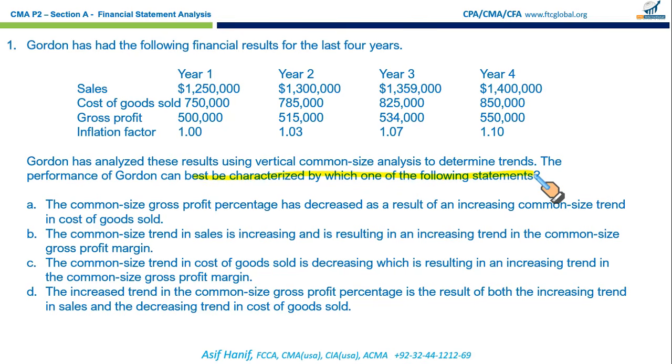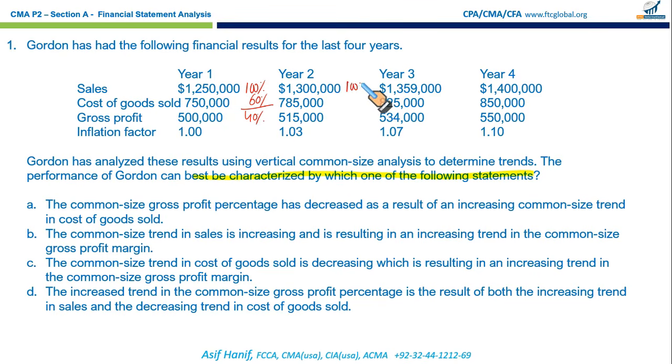It's a vertical common size financial statement analysis, which means you have to convert these vertical numbers into percentages, taking sales as the base. So if your sale is a base 100, the cost of goods sold 750 is what percentage of sales? 750 upon 1250, that is 60%. And 60 adjusted against 100 means gross profit is 40. You do the same for year 2.